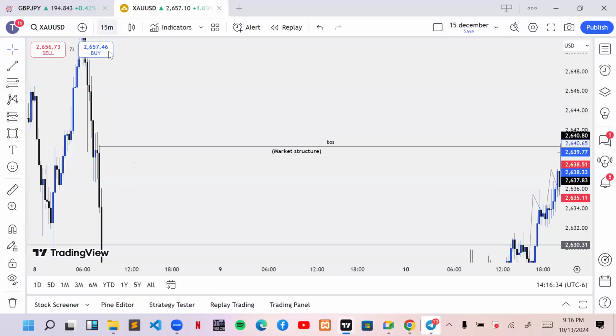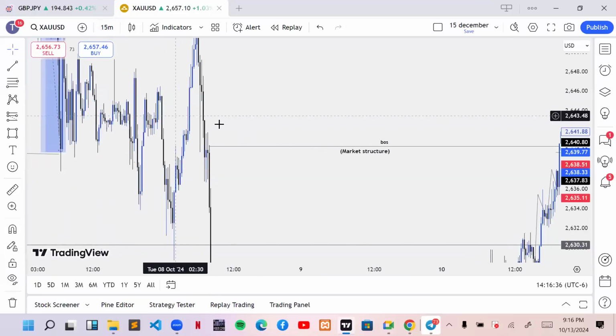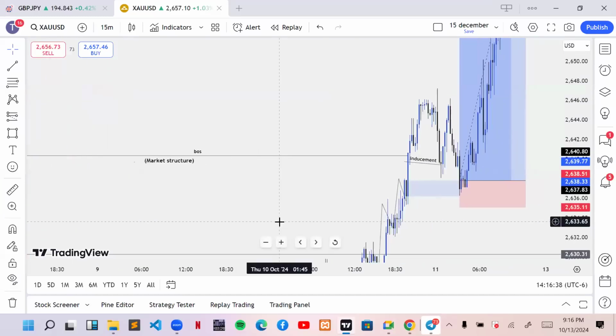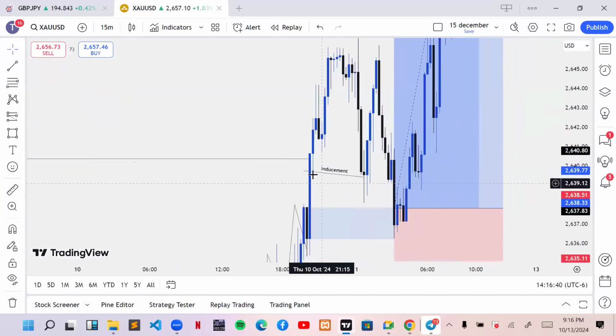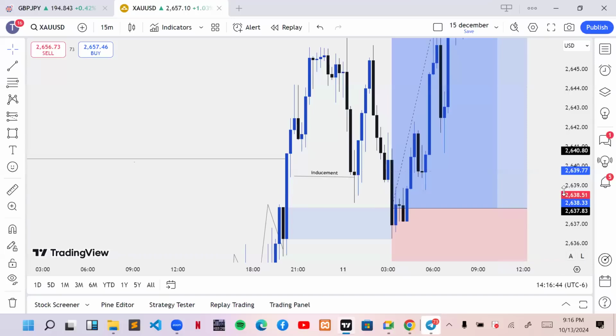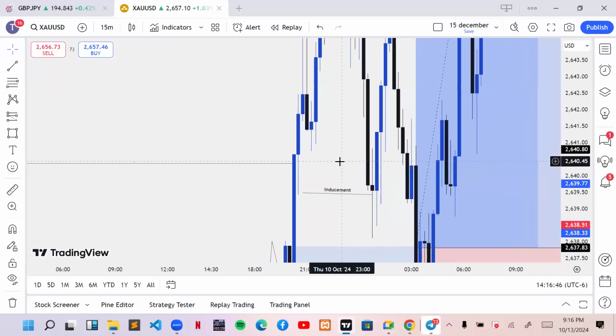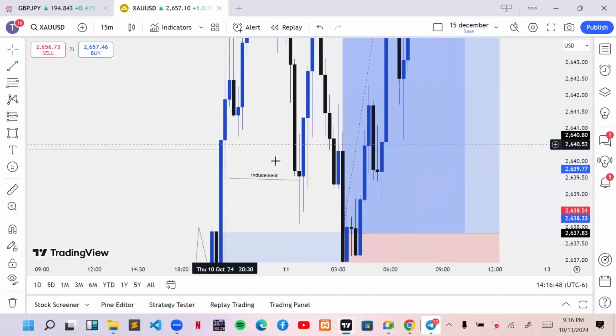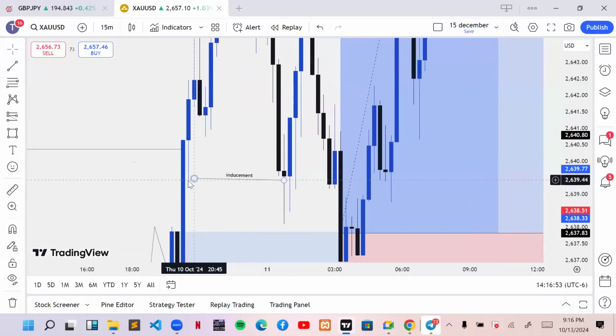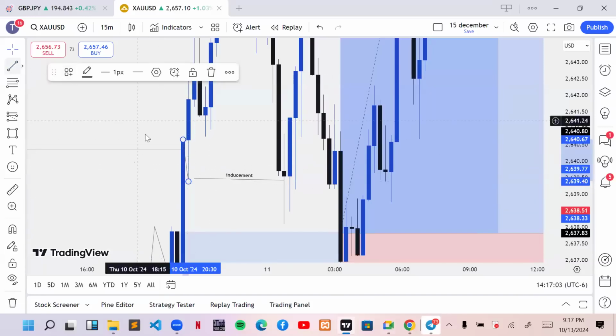Okay, thank you very much. And how about the inducements? That inducement you say there, I want to know how is that a valid inducement, please? Because me, I will use the other one, the one below. You can use this, but a proper inducement is the first pullback, because after the market did this break of structure, this wick actually means that price came down here, then pushed up.